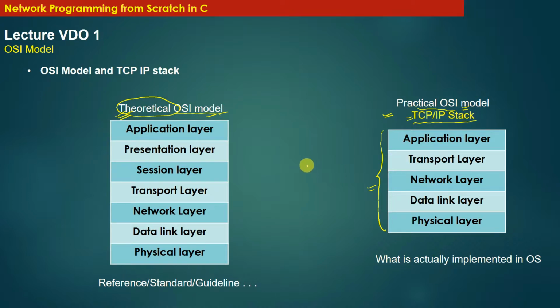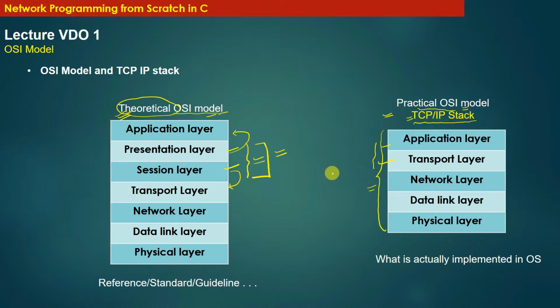So the difference between these two is, as you can see, with respect to the presentation layer and session layer. There is no separate folder or separate files which implements the functionality of the presentation layer or session layer in the TCP/IP stack or the practical OSI model which is running inside your machine. The functionality of the presentation layer and session layer is partly implemented by the application layer and the transport layer. So if you browse your kernel or the Linux operating system TCP/IP stack code, you will not see a separate folder for these two layers. The functionality of these two layers is subsumed in the transport layer and the application layer.